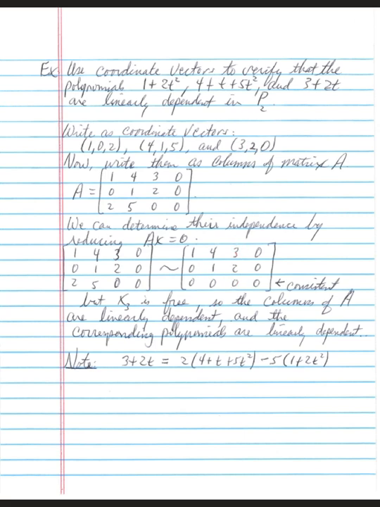So you would think of this as what we've done in the past. X3 would be a free variable. There's no pivot in the third column. So the columns of A are linearly dependent, and the corresponding polynomials are also linearly dependent. In fact, that third polynomial, 3 plus 2t, can be written as 2 times the second polynomial given minus 5 times the first polynomial given. And since one can be written as a linear combination of the other two, they are linearly dependent.